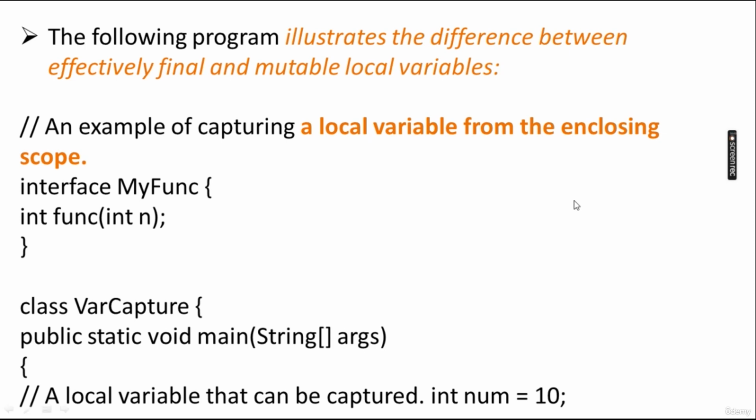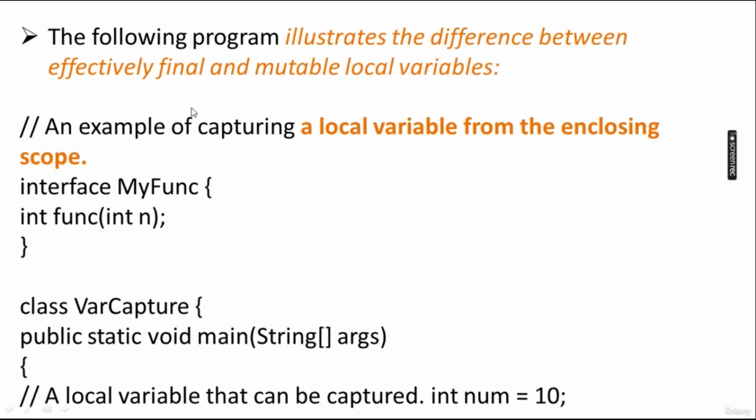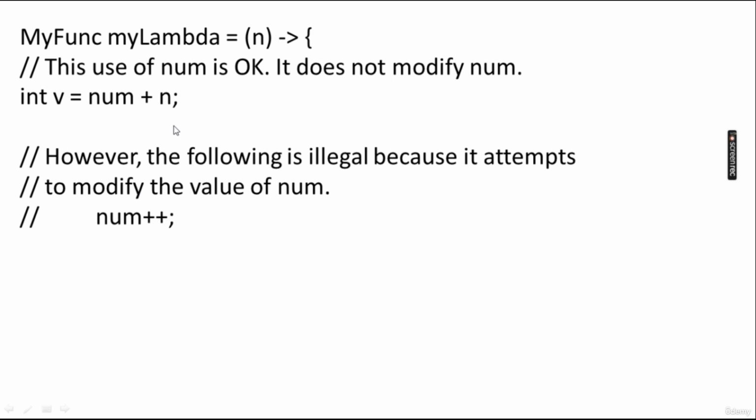This is the local variable: integer number is equal to 10. My function, my lambda. This is the functional interface name, and this is the reference variable name. Passing parameter as n. Integer n is passing, so it will be inferred as an integer. This does not modify number. Integer b is the value number plus n.